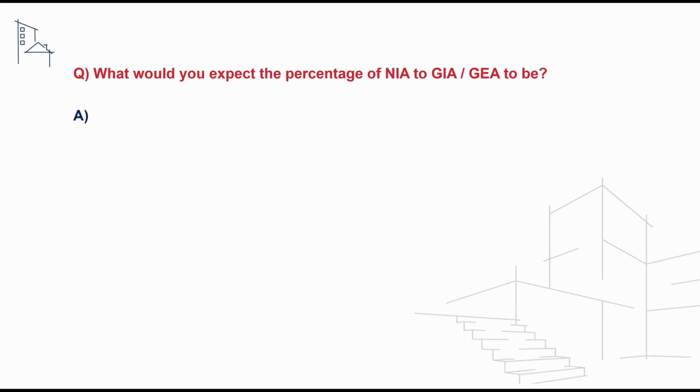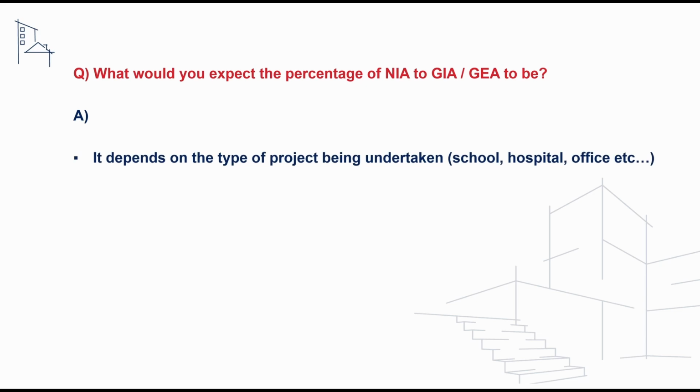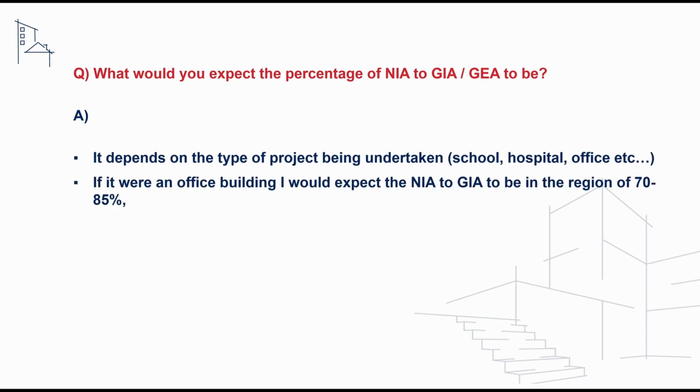The next question we'll take a look at is what would you expect the percentage of net internal area to gross internal area to be? And to address this, we could say that this really depends on the type of project being undertaken, for example, whether it's a school, hospital, or office.